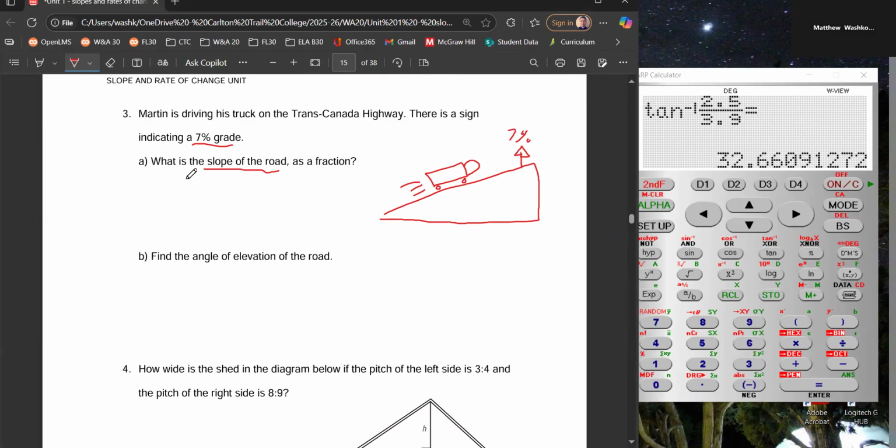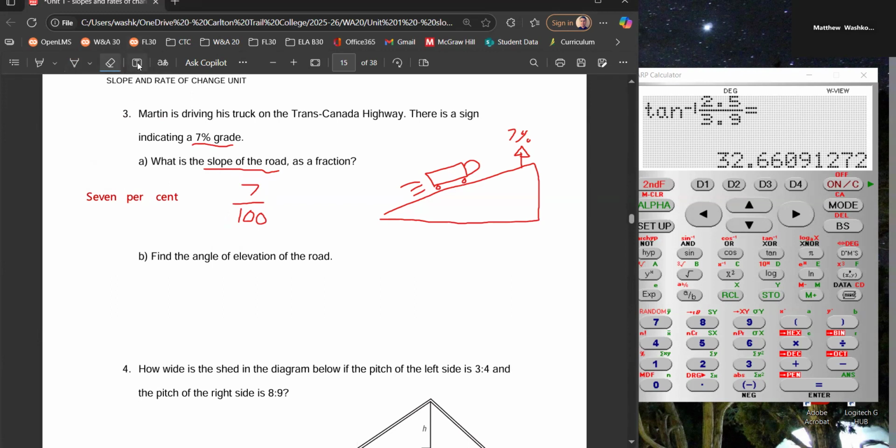Well, what's the slope of the road? So I'm going to go into this thing. 7%. What this is saying, it's 7 over 100. Percent means over 100. How many cents in a dollar? 100. So that's what this is saying.